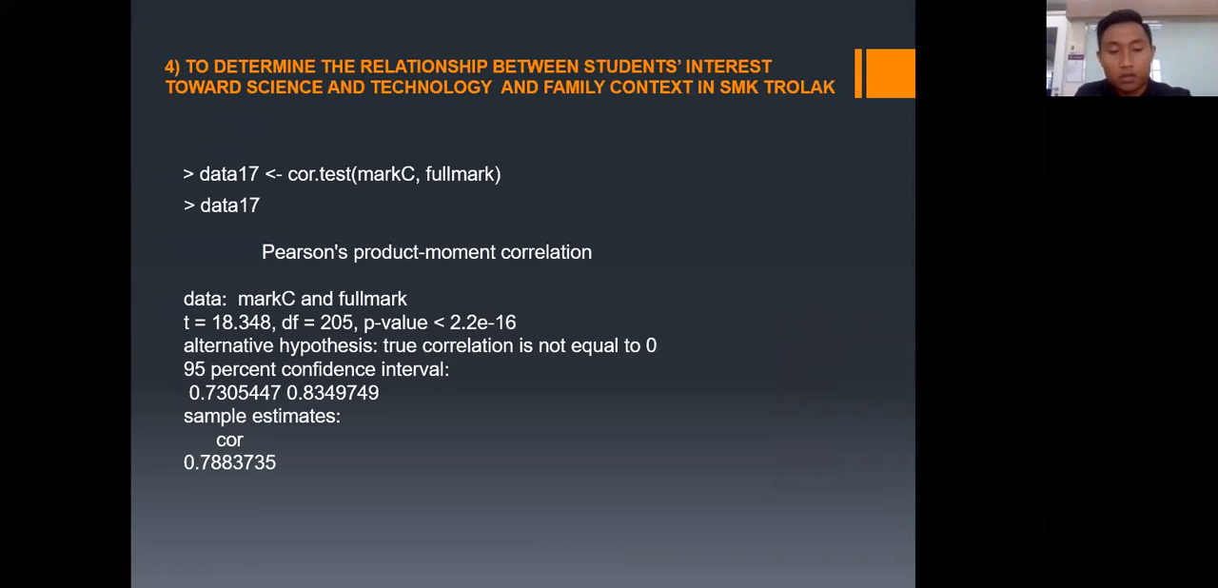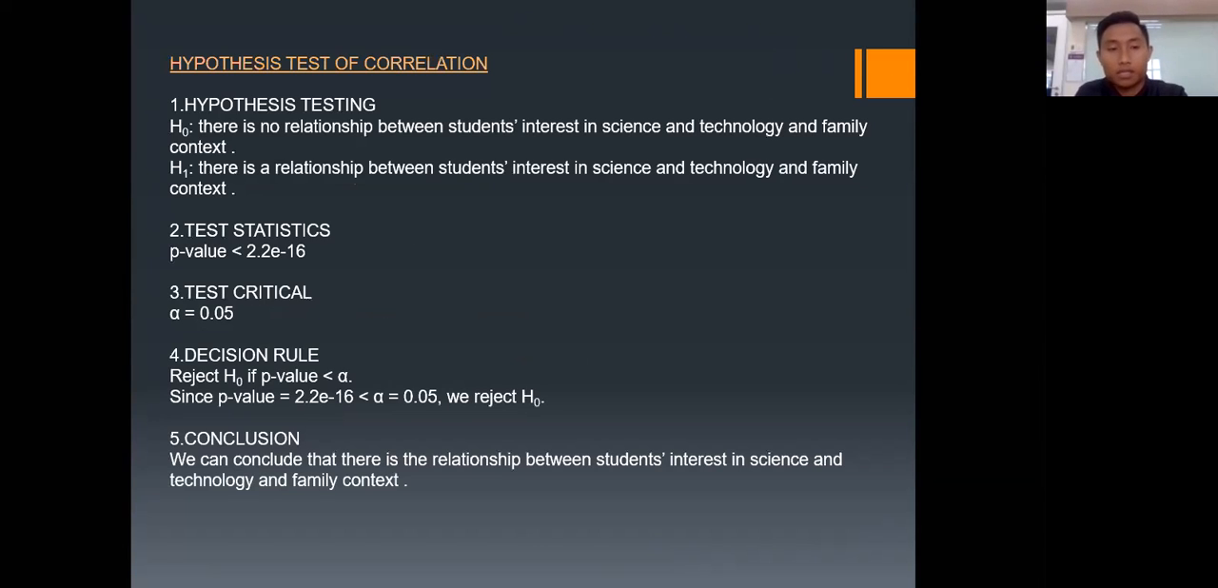Our 95% confidence interval is 0.7305447 to 0.8349749. Our sample estimate correlation is equal to 0.7883735. Okay, this is our hypothesis testing. Our H0 is there is no relationship between students' interest in science and technology and family context. Our H1, there is a relationship between students' interest in science and technology and family context.